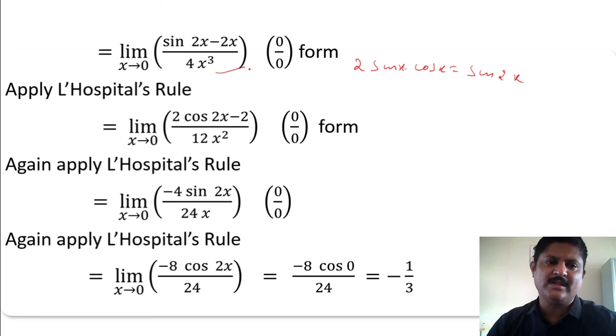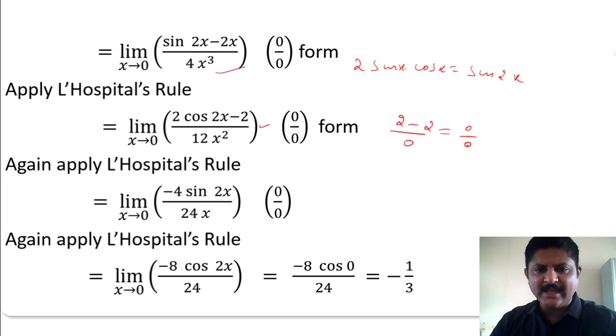Apply L'Hospital's rule, which is equal to limit of x tends to 0, 2 cos 2x, differentiation of sin 2x is 2 cos 2x, minus 2 divided by 12x square. Again, if we put x equals to 0, cos 2 into 0 is cos 0, which is nothing but 1, 2 into 1 is 2, 2 minus 2 divided by 0, definitely which is 0 by 0 form.